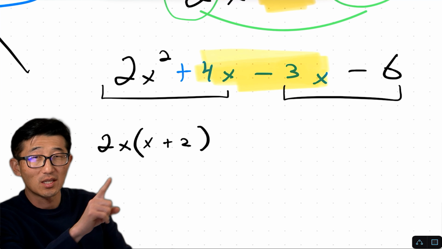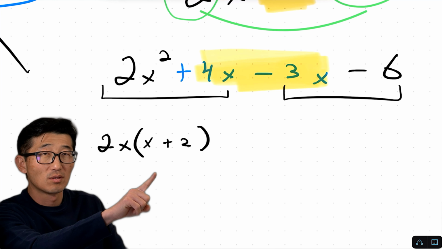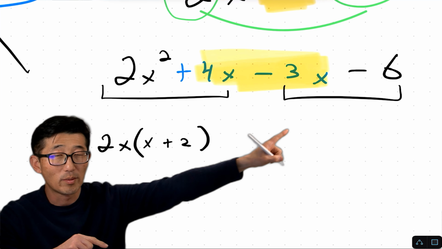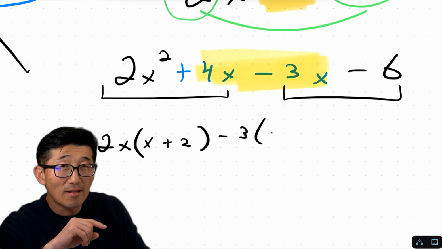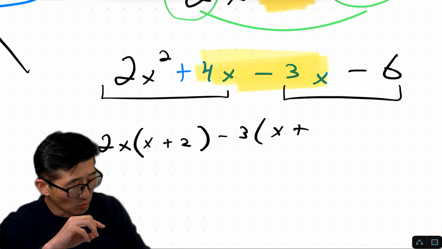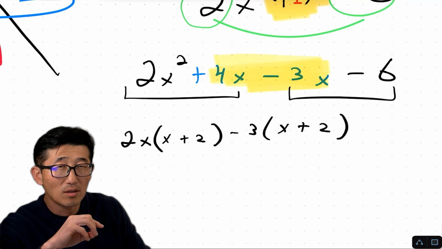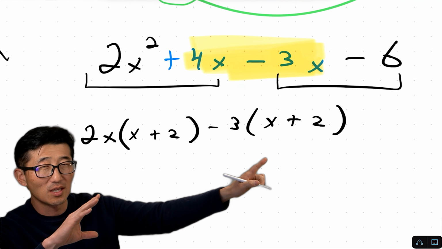Okay, see it? 2x and x plus 2? Yeah. So, okay. What about this one? Negative 3, correct? Yeah. And there'll be x plus what? 2. Okay, let me stop here. Does that make sense?